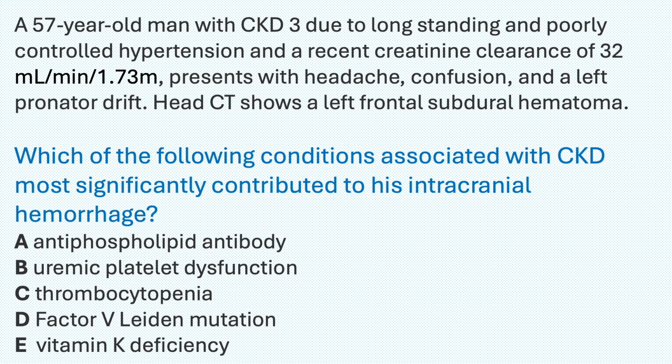Which of the following comorbidities or conditions associated with CKD, or chronic kidney disease, most significantly contributed to his intracranial hemorrhage? Choice A, antiphospholipid antibodies. Choice B, uremic platelet dysfunction. C, thrombocytopenia. D, factor V Leiden mutation. E, vitamin K deficiency.